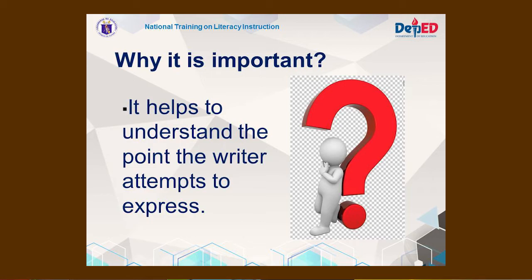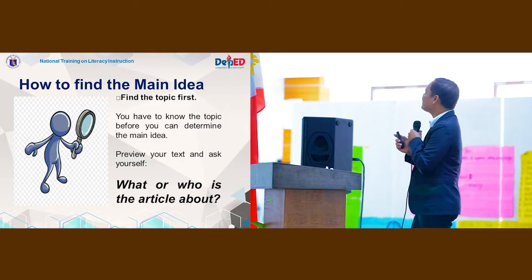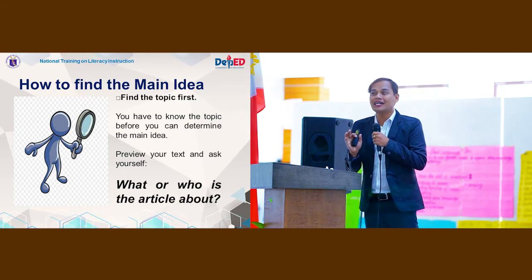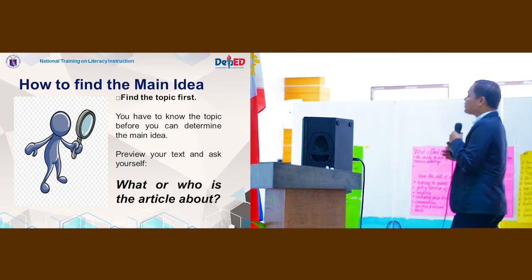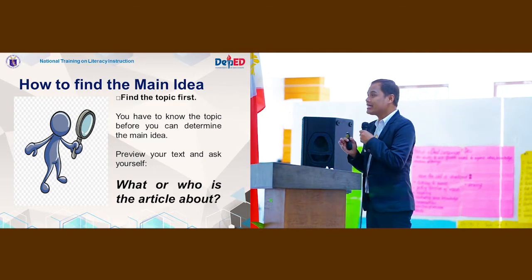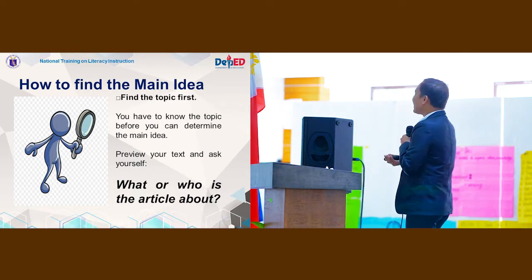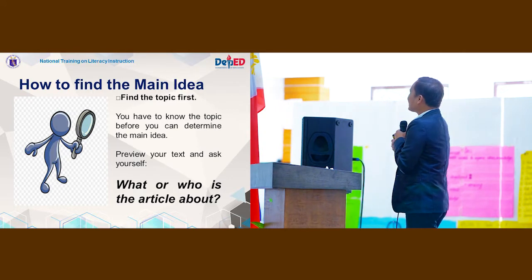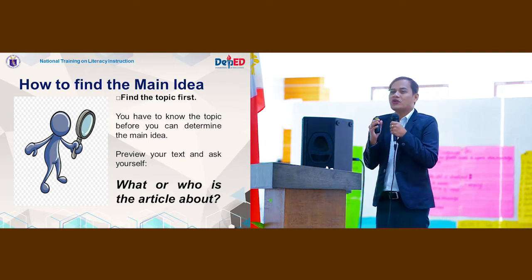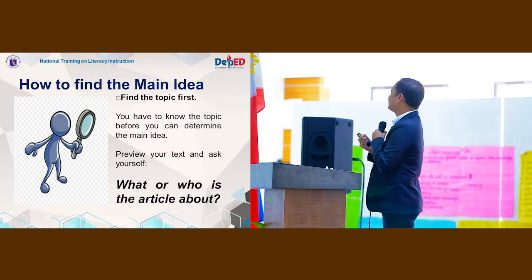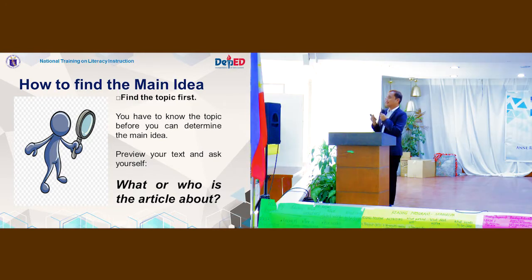So now, how to find the main idea? This is, again, not something discovered yesterday, but just a relearning of the basic concepts. First, what we have to do is to find the topic. How to do that? We have to know the topic before we can determine the main idea, because the topics are helpful in looking into what we are reading. And we have to preview the text, and ask ourselves, what or who is the article about? That's how to find the topic.